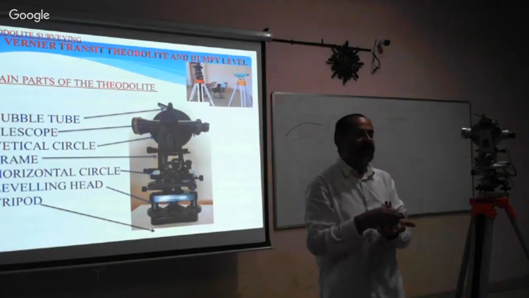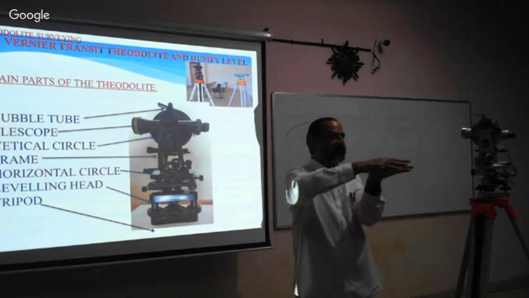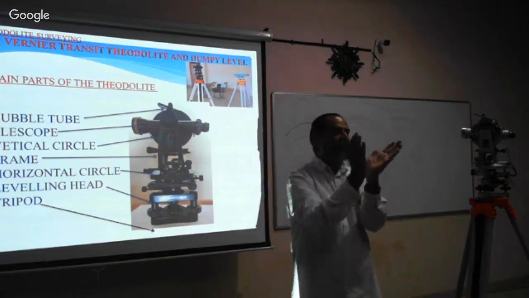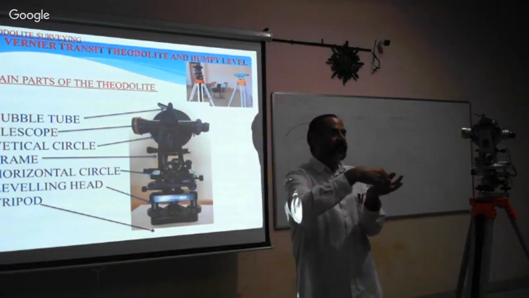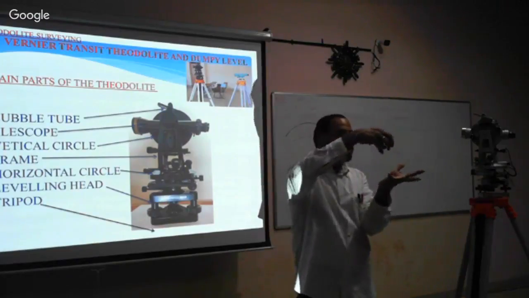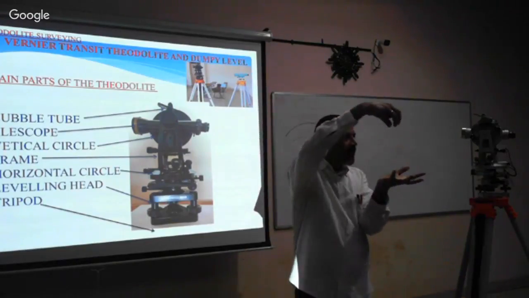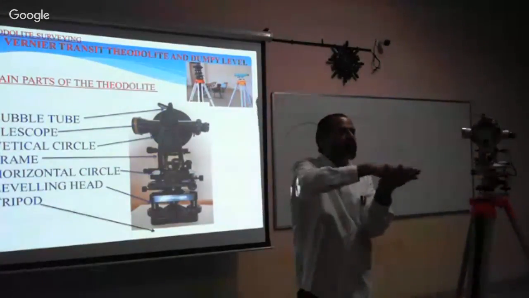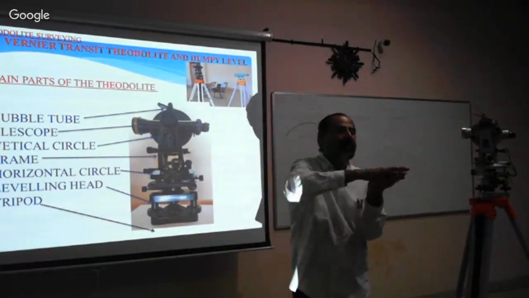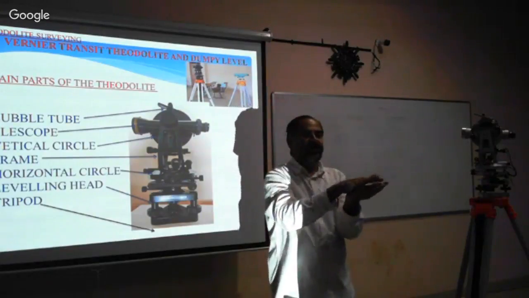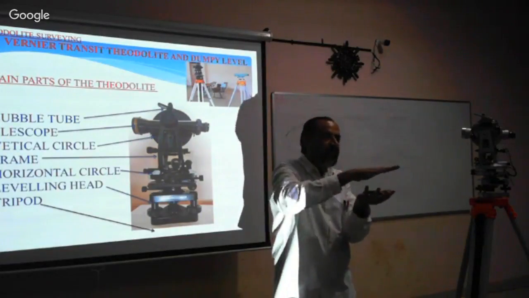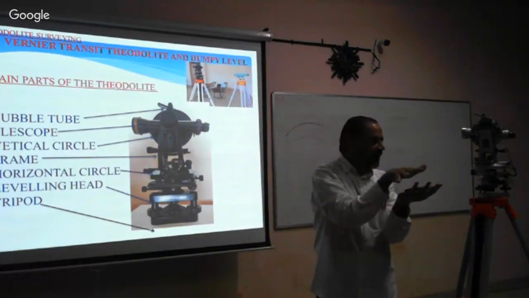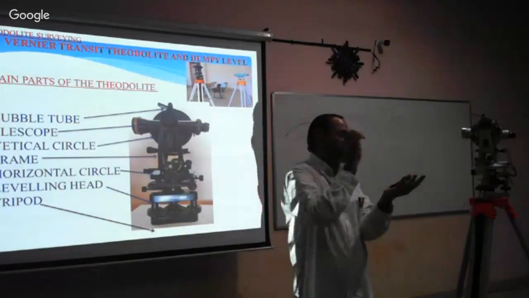And this horizontal circle is fashioned in such a way that these two plates are independent. They are fixed in a cup and cone arrangement. The lower plate has a cup and the upper plate has a cone. The cone is fixed inside, and both plates are independent to revolve in different directions. One can move in this direction, the other in the other direction. That is how it has been fashioned.